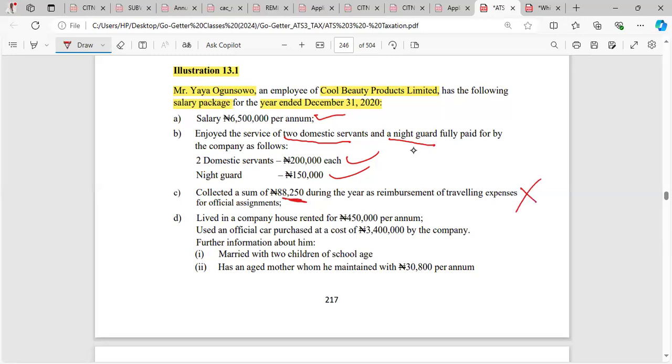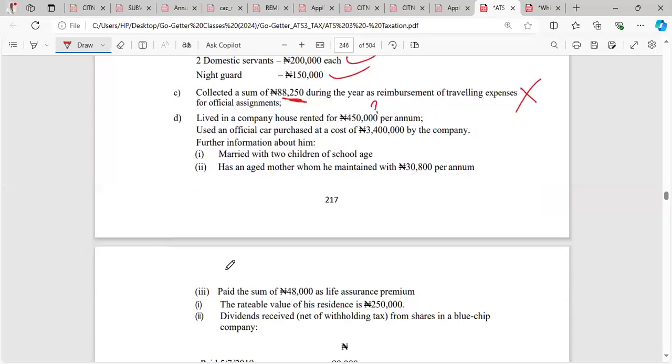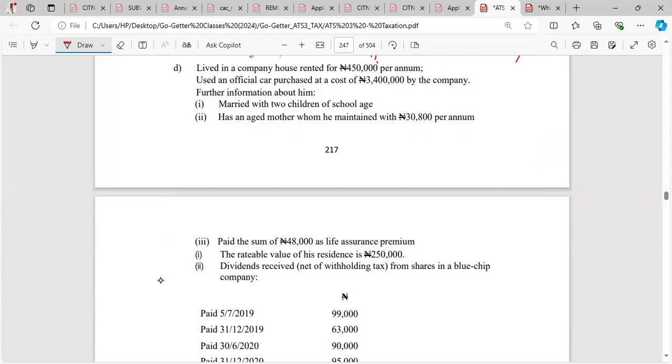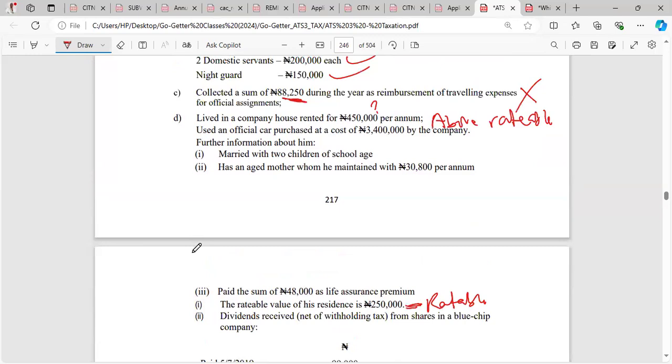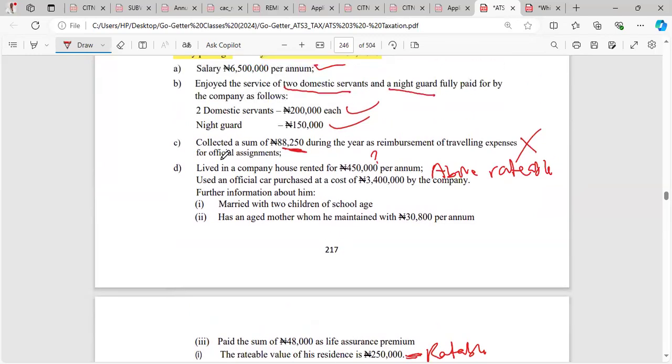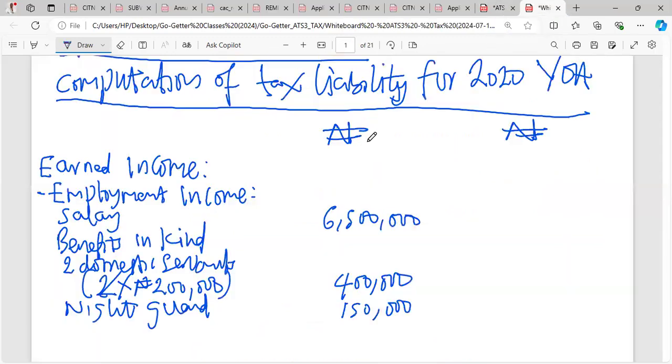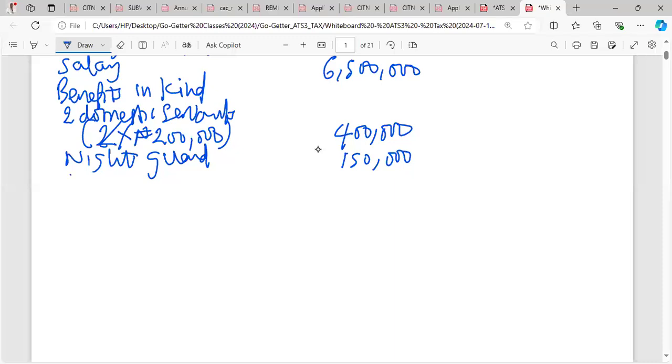He lived in a company house rented for 450,000 naira per annum. Once you see rent, we have to compare it with the rateable value. Let's go down to see whether there is a rateable value. The rateable value of his residence is 250,000. So the company paid 450,000, which is above the rateable value. So it's okay. So you come here, accommodation.